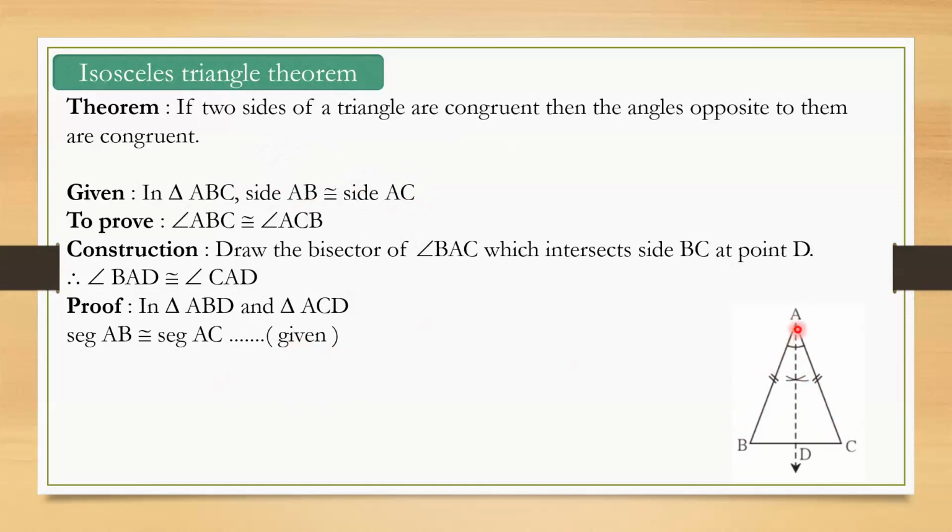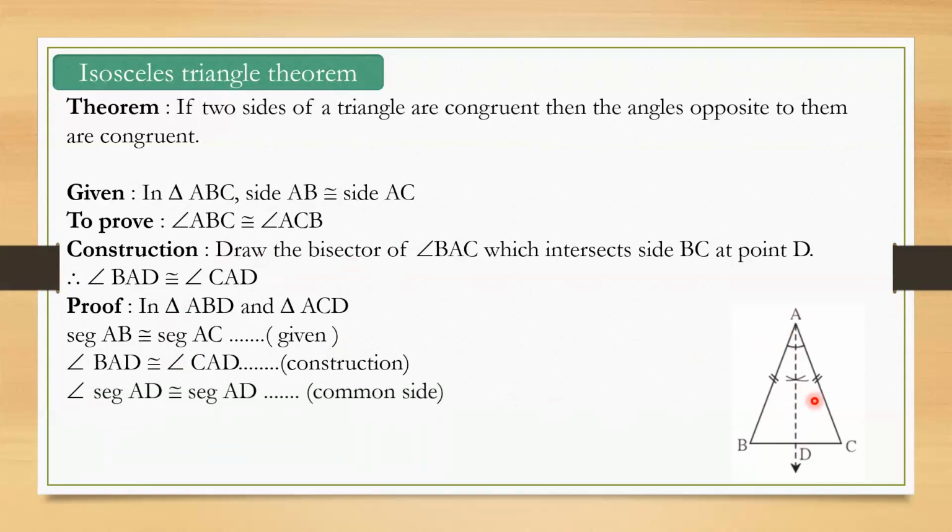Now we have one common side, which is AD, right? So the second point you have to write down is that angle BAD is congruent to angle CAD. Why? Because AD is the angle bisector, so we have already written it in the construction. So angle BAD is congruent to angle CAD, right? And finally, there is one common side which is AD. It is common to the first angle also, and the second angle also. So write down segment AD.